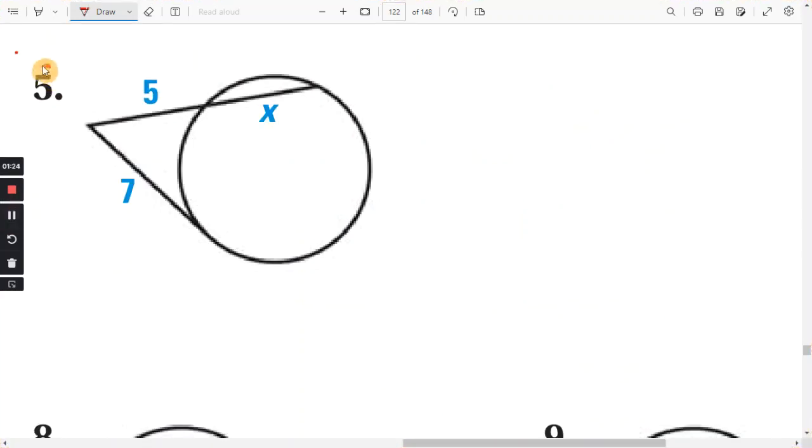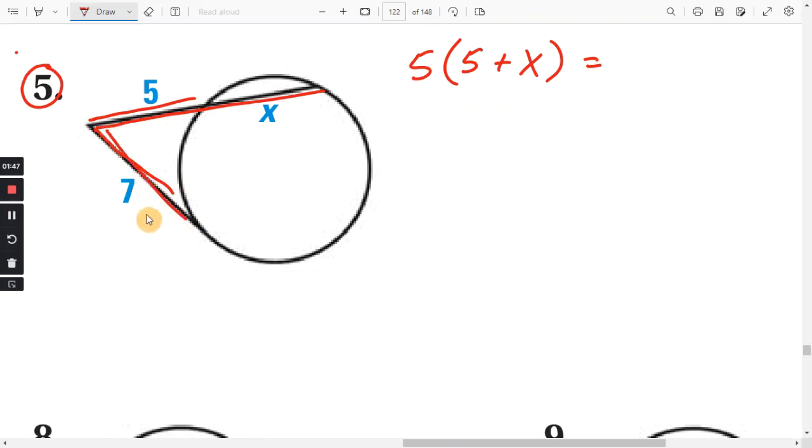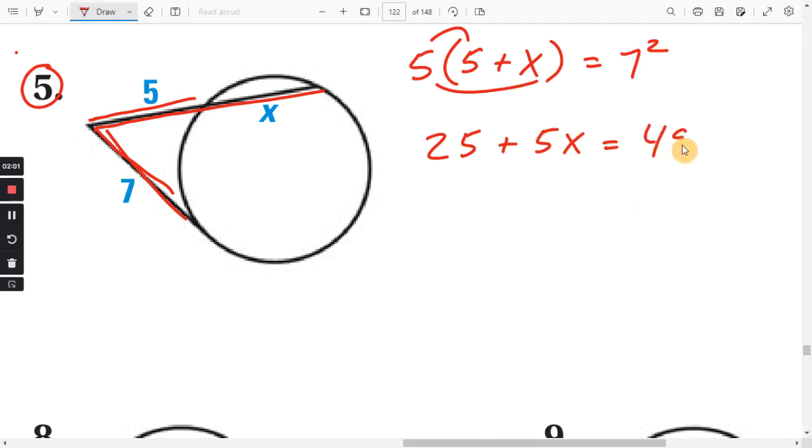All right, please try number 5. Once again, we take the external segment, that's 5, and multiply by the entire segment. That's going to be 5 plus x. And that equals this times itself, 7 times 7, or 7 squared. Distributing 5 times 5, and 5 times x. And that equals 49. Okay, here we have positive 25.